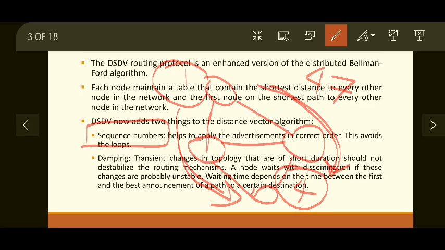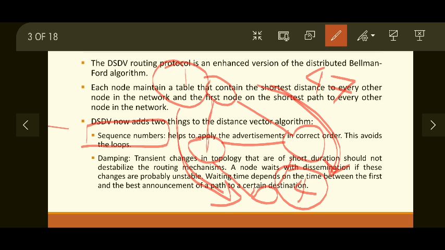Now when node 4 receives two same advertisements having the same sequence number, it will realize that there are multiple paths available, so it will discard one of them. Okay, so it helps to apply the advertisements in correct order.